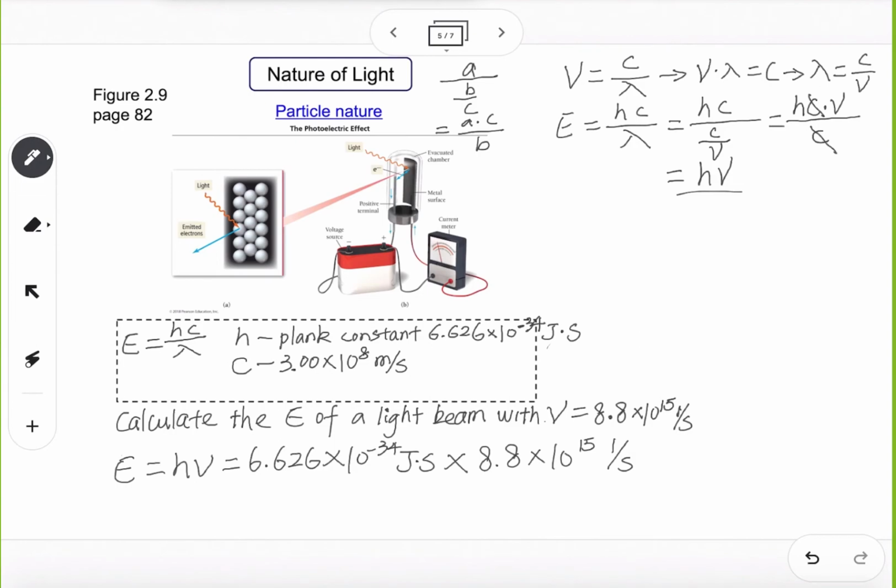So by multiplying both of them together, the second will be cancelled, so you will have a joule as a final unit. The answer for this calculation is going to be 5.8 times 10 to the negative 18 joule. Two significant figures, because the frequency 8.8 has two significant figures. So this is the particle nature.